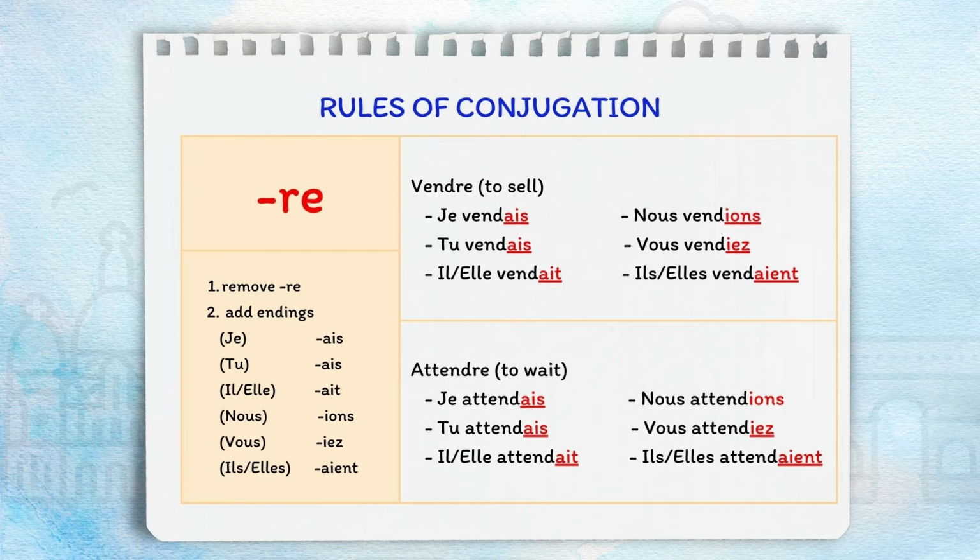Vendre: je vendais, tu vendais, il, elle vendait, nous vendions, vous vendiez, ils, elles vendaient. Attendre: j'attendais, tu attendais, il, elle attendait, nous attendions, vous attendiez, ils, elles attendaient.